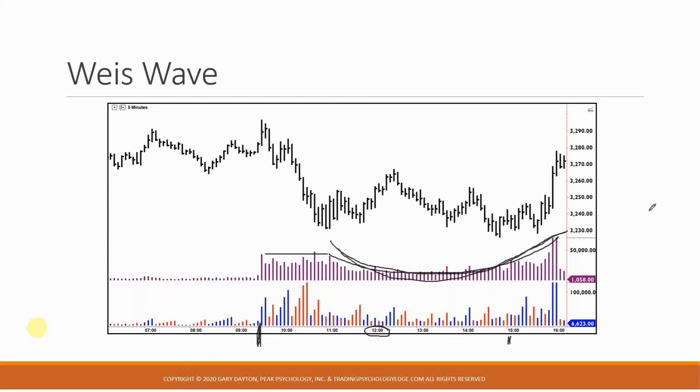But that's hard to be able to read all the time. So the Weiss wave gives us some indications about what all that volume is doing. So let's take a look here at how to use this.